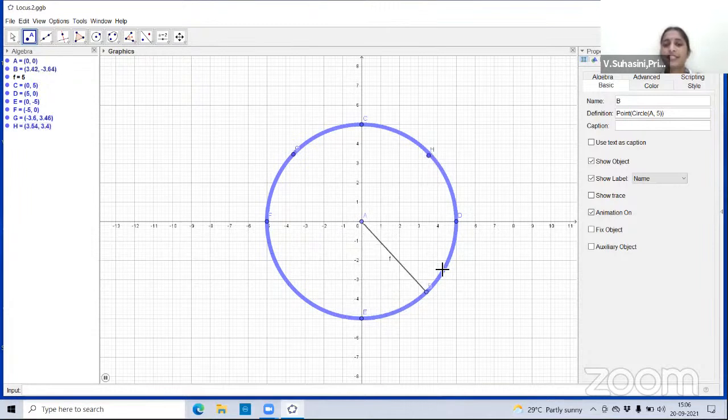What is the distance? Tell me. What is the distance of this point from A? It is 5 centimeters. It is only F. F is not changing, isn't it? So it's a collection of all the points which are at a distance of 5 centimeters from A.